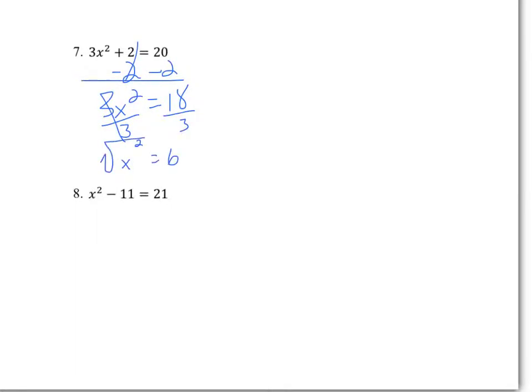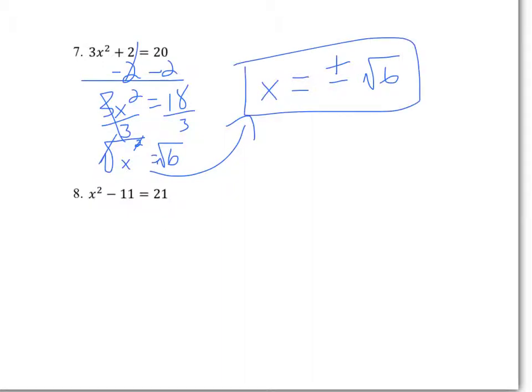This last step is we have to take the square root of both sides to make the squared go away. So x is just going to be the square root of 6. However, one thing about taking the square root of something in an equation is your answer is always going to be plus or minus. So x is going to be equal to plus or minus the square root of 6. That's a general rule you'll have to remember. This plus or minus is really important. You've got to have that in there at all times.